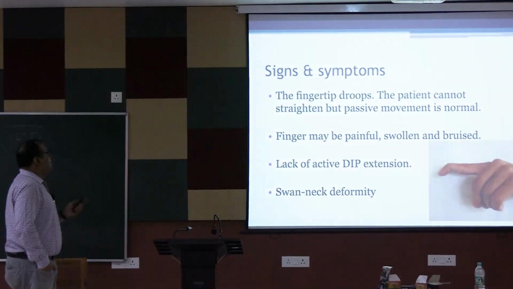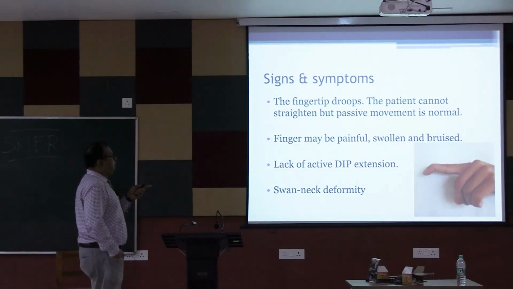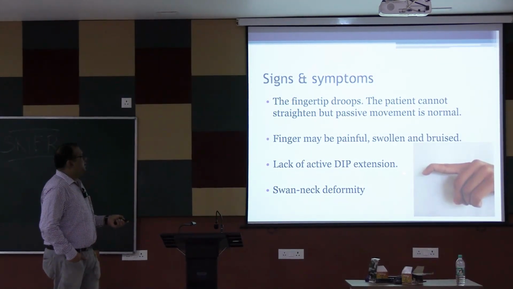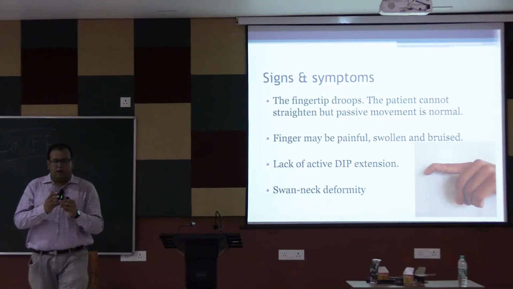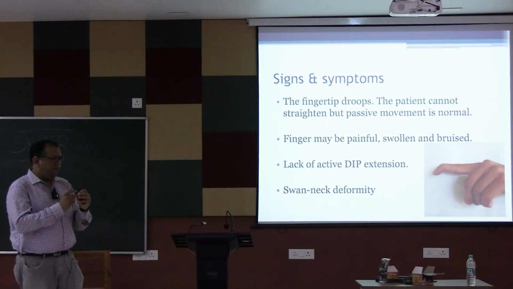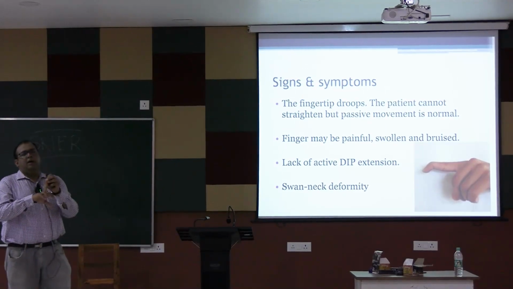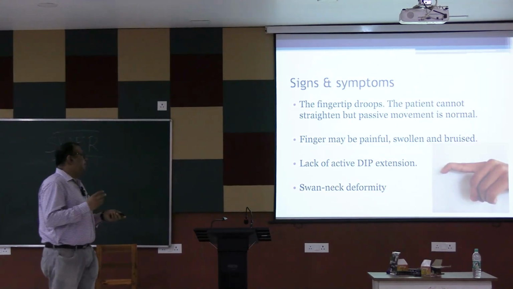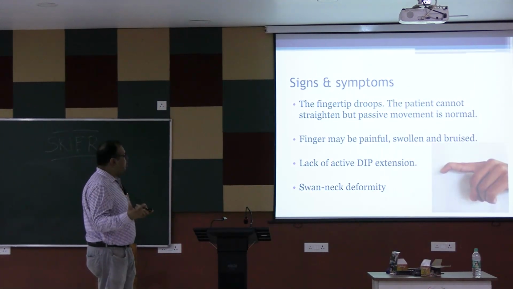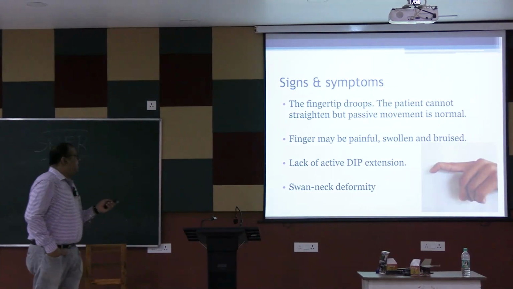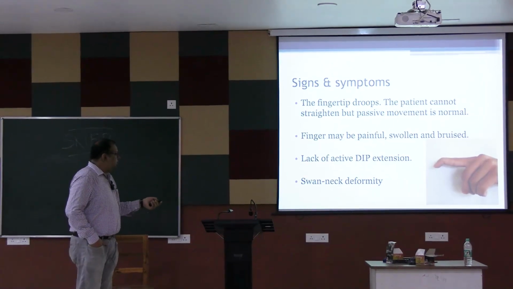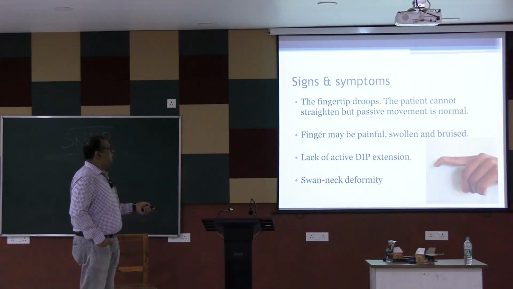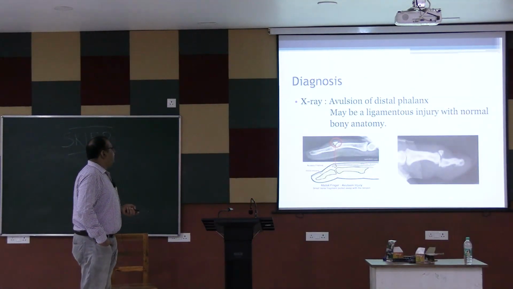Classification, don't need to know. Signs and symptoms, the fingertip drops like this, right? This is the deformity that occurs. Patient cannot straighten it, but passive movement is normal. If you allow, the patient will say that I can extend it with the other hand, but actively he or she cannot do it. So there's lack of active DIP extension, and there's swan neck deformity. This is known as a swan neck deformity, right? It looks like a swan.